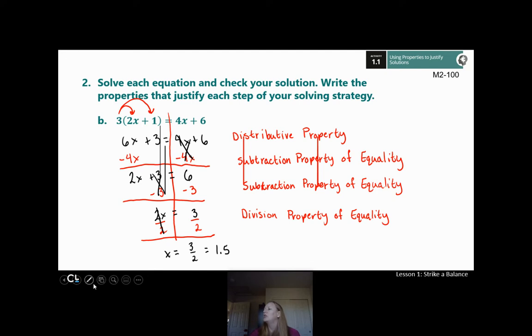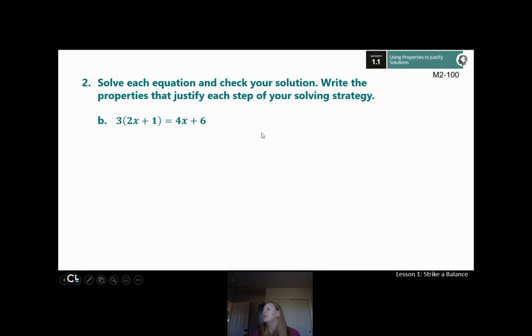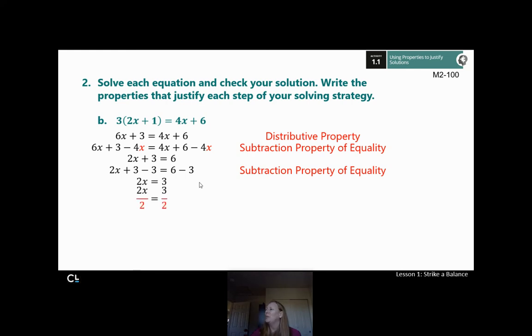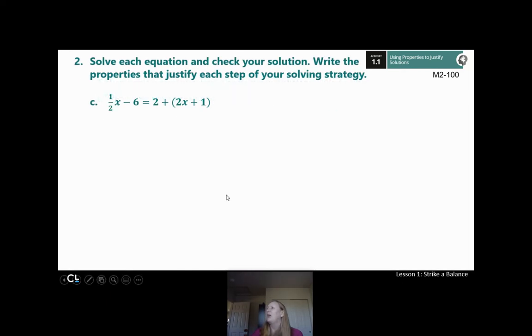I really do. Now, of course, I'm going to erase this because I want to show you what the book did. So the book did the same thing. They distributed first, distributive property, and then they subtracted 4x from both sides, so subtraction property of equality. And then that left us with 2x plus 3 equals 6. And then we subtracted 3 from both sides, giving us the subtraction property of equality again, and divided by 2 on both sides, giving us the division property of equality for an answer of 3/2. Or, like I said, you could have written your answer as 1.5. Either way is fine. Last one, part C.